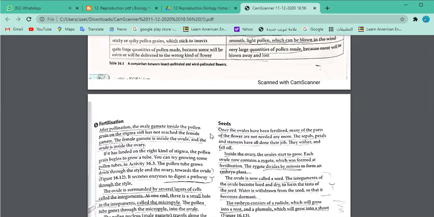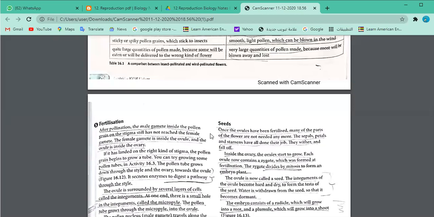Since we are now discussing the sexual part of reproduction in plants, we first of all discuss the structure of the plants, how they are different. So always make a systematic, logical flow. First of all, you need to understand what exactly is needed for sexual reproduction, right? So you focus on the flower.